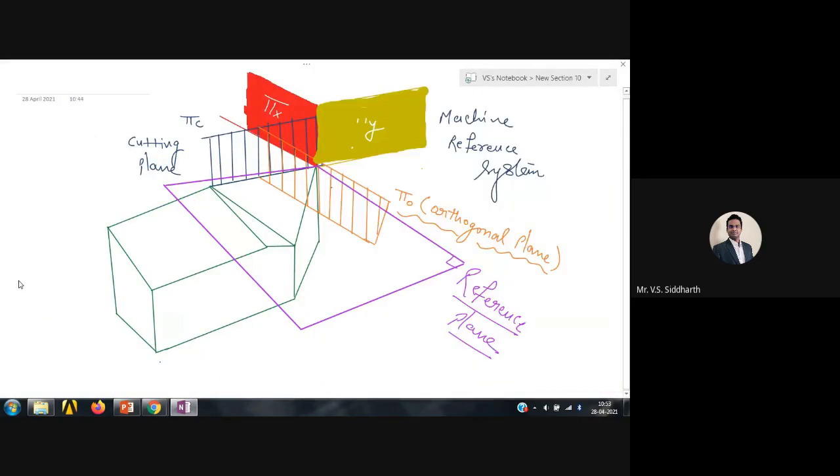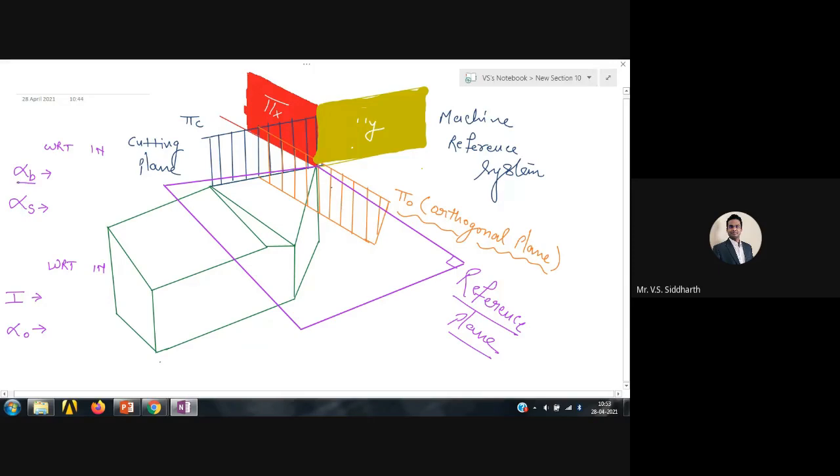Okay. Now you tell me, if I take alpha b, back rake angle, with respect to which plane were we measuring that angle and in which plane were we measuring it? And what about alpha s, side rake angle? Can anyone tell me?